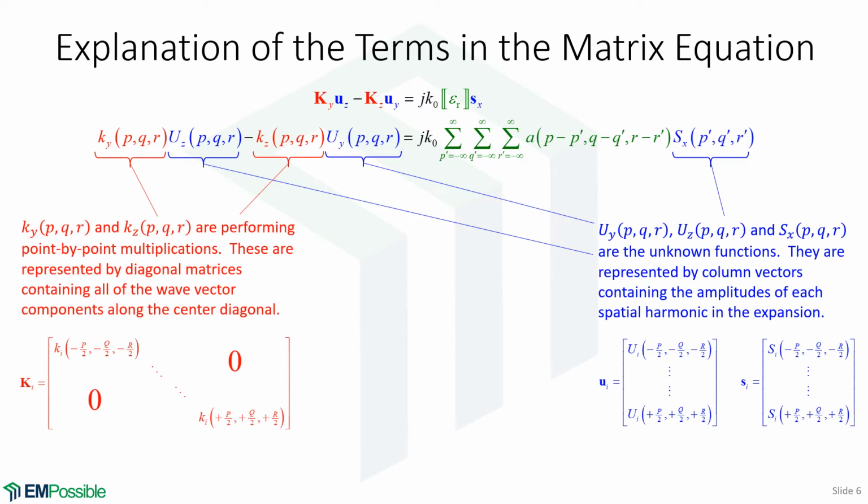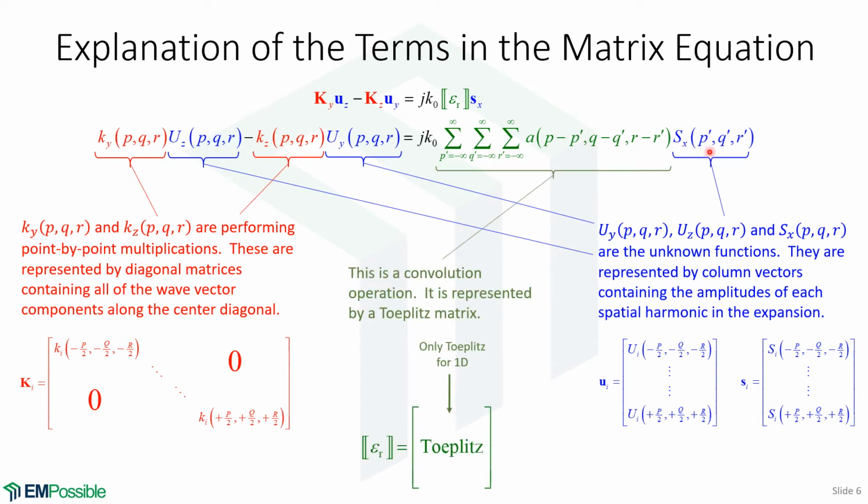The next thing to look at are those K functions. Here we recognize that they are doing a point-by-point multiplication in Fourier space. That's not a point-by-point multiplication in real space. This is a Fourier space equation, and point-by-point multiplication is done with diagonal matrices. So Ky are the y components of the wave vectors for all of the waves in our expansion, and Kz is the z component of the wave vectors for our waves in the expansion. Again, subscript i could be x, y, or z. Let's say it's y for this one. We will list all of the ky components for each of the plane waves down the diagonal of this matrix, and it's 0 everywhere else.